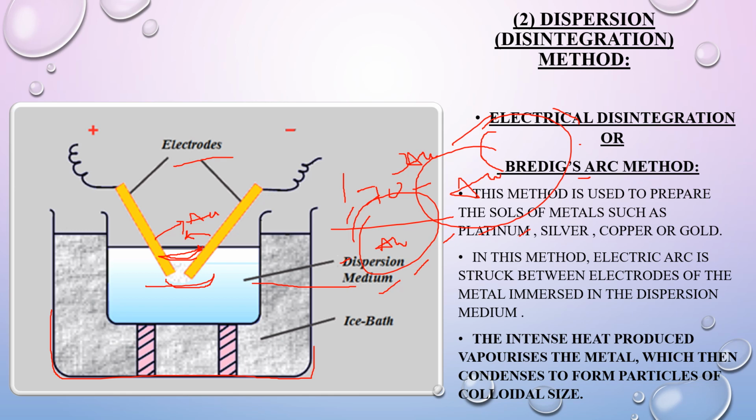So here we added electrolyte so that the charge on the metal now will repel each other and they will remain in the solution, they will not get suspended to form a bigger molecule. So this is all about Bredig's arc method.